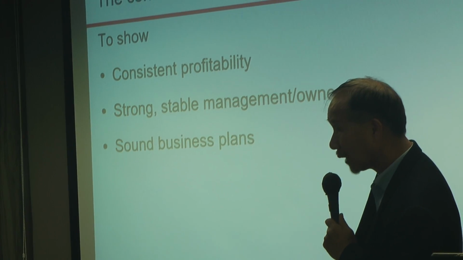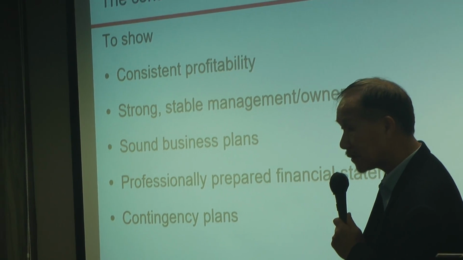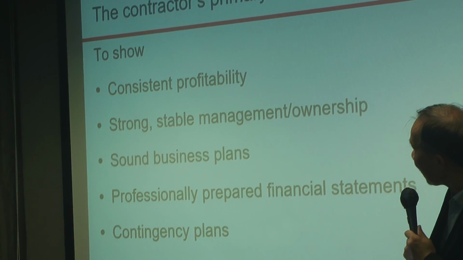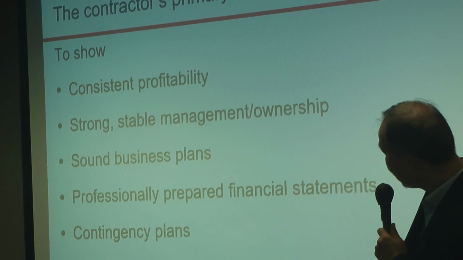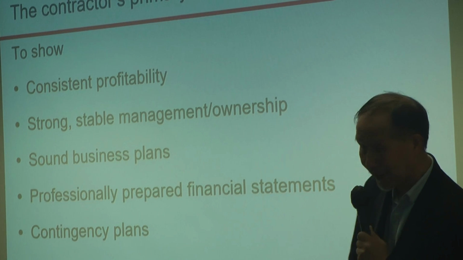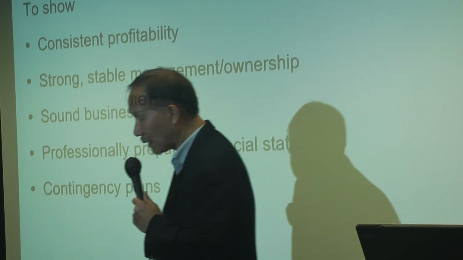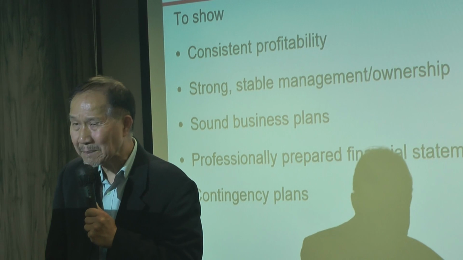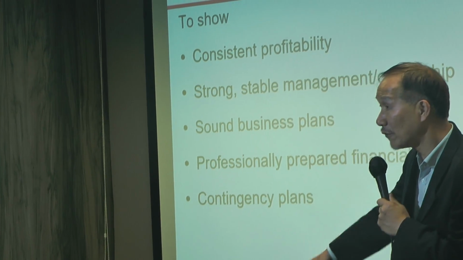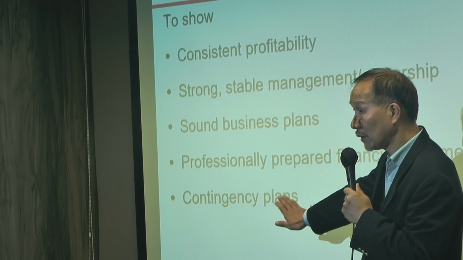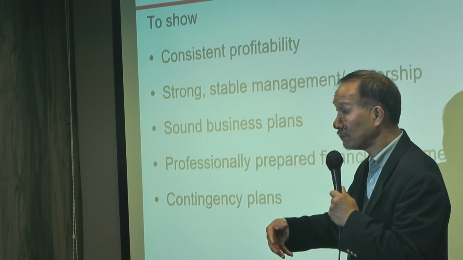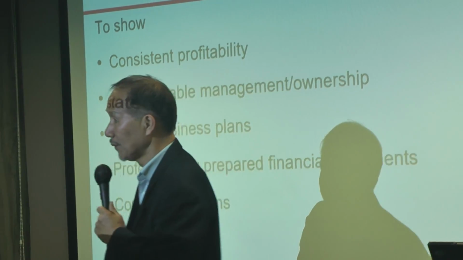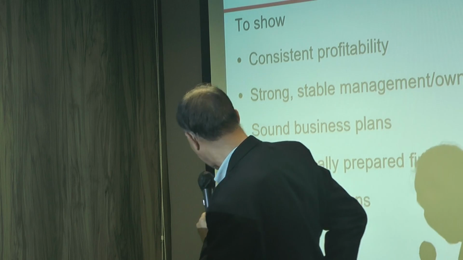So as a contractor, I don't know which department you come from, but if you happen to be later working for a contractor, you have to show your company has consistent profitability, strong, stable management ownership, a sound business plan, and a contingency plan. In those old days when we arranged contractor bonds, the underwriter would ask the insurer, what happens if something happens to the company? Do you have some contingency plan to survive? Because if the contractor cannot survive, it will go bankrupt and the bond will be called by the principals. That means he will not be able to perform his contractual obligation under the contract.